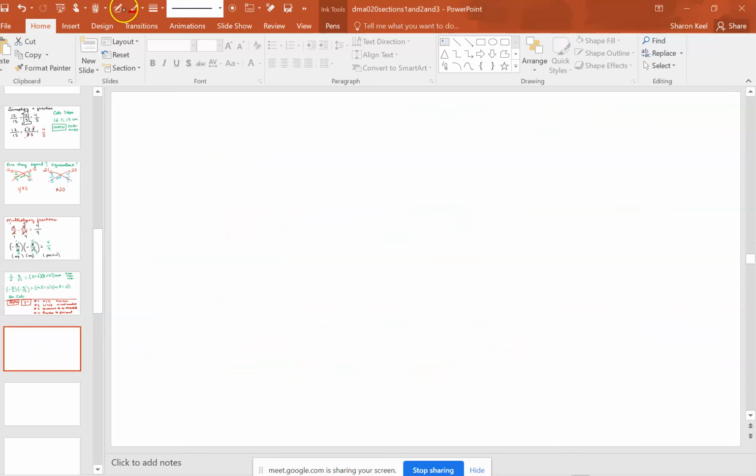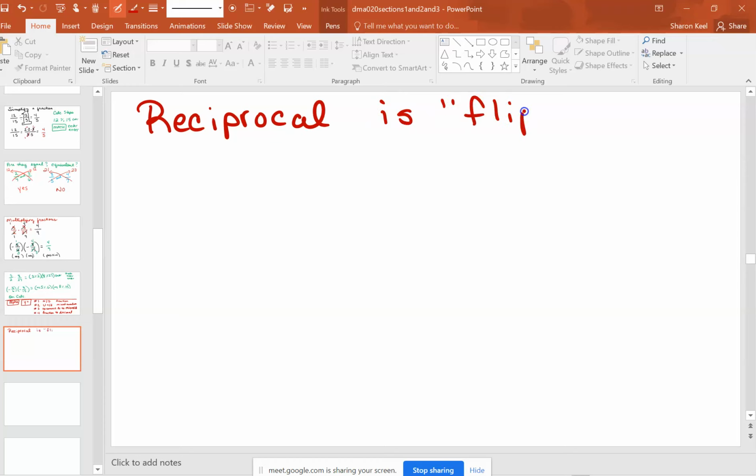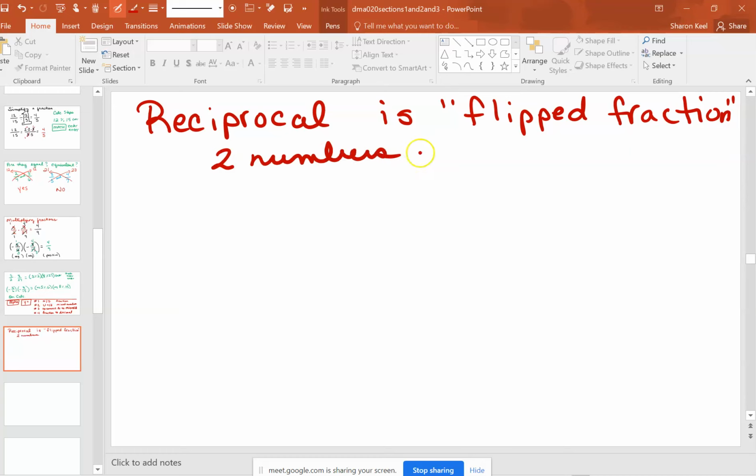The next concept that we're going to mention, and we're going to mention this just before we start dividing. When we divide, we actually never divide. We're going to multiply by the reciprocal. Well, you may ask yourself, what is a reciprocal? A reciprocal, the simplest way, is a flipped fraction. That means we flip it upside down. Another thing that we can say for a reciprocal, it would be 2 numbers whose product is 1.